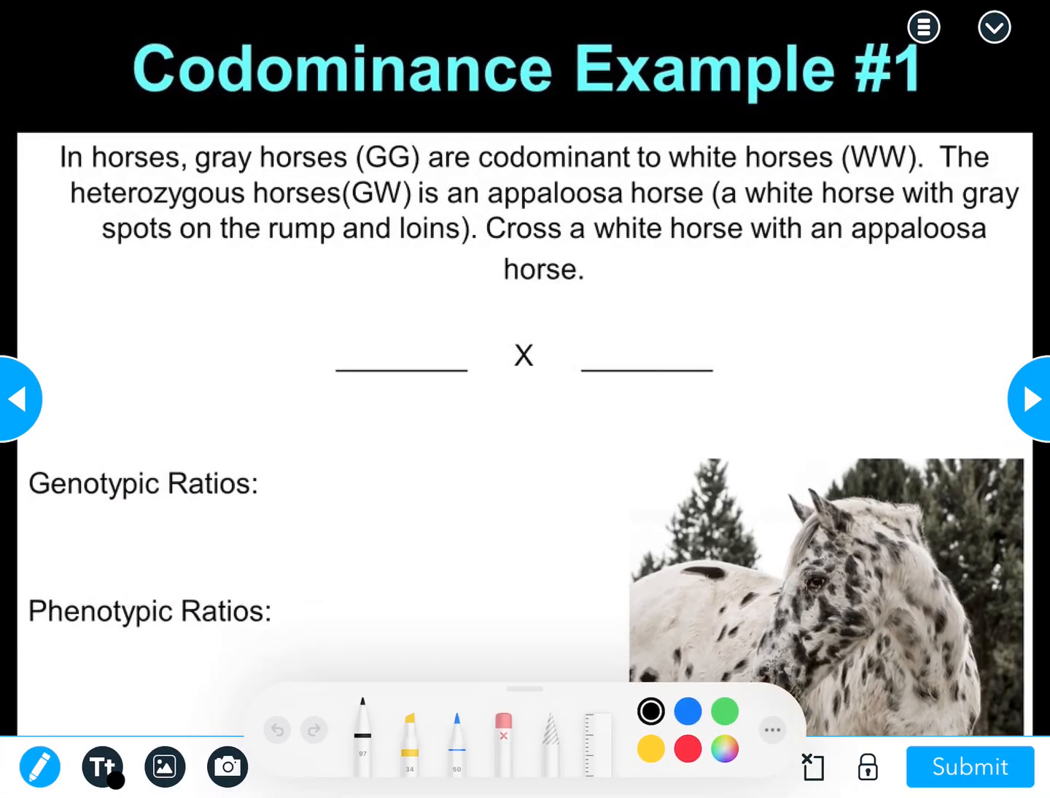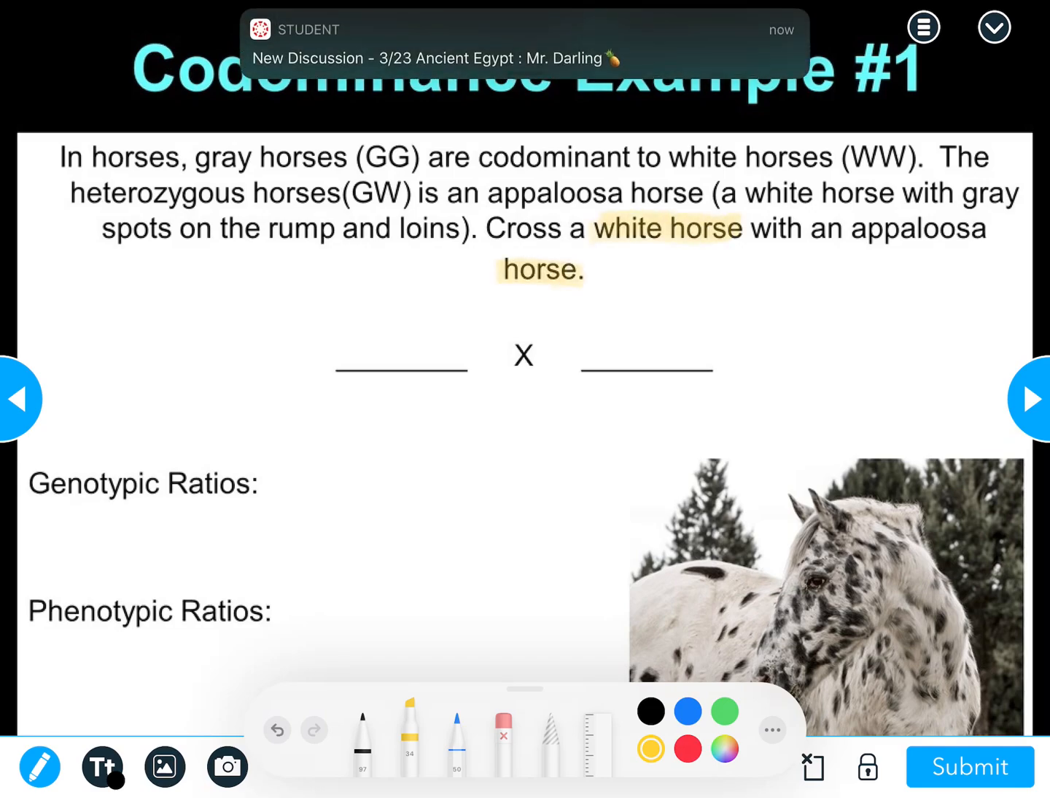Okay, so let's practice one. This one is going to feel like a rule breaker because in Punnett squares you've always been told not to mix letters. But in this situation, because of the problem here, gray horses are codominant to white horses. The heterozygous horse is an Appaloosa horse. Cross a white horse with an Appaloosa horse.